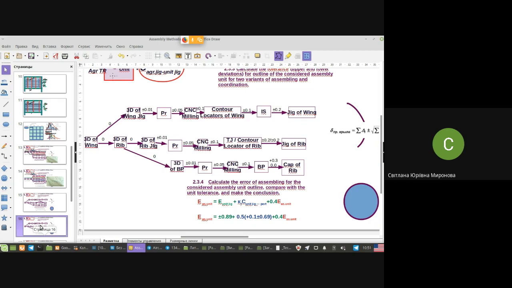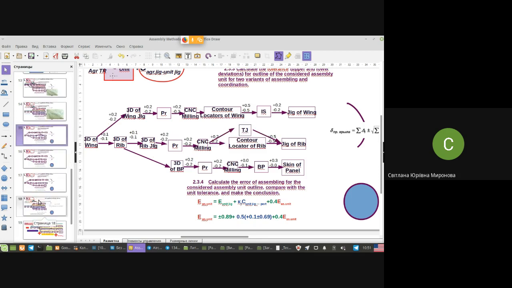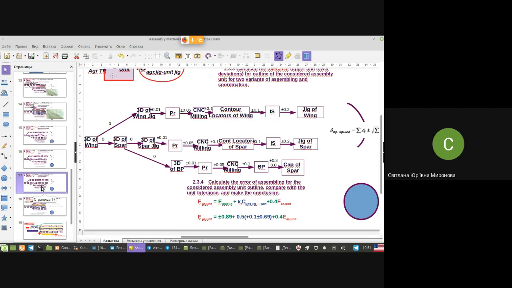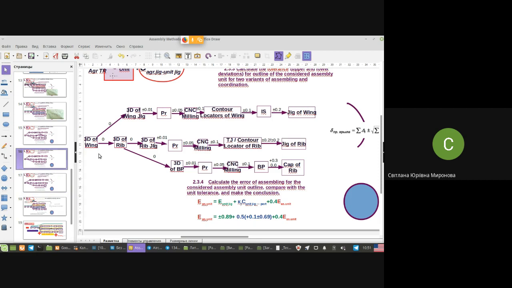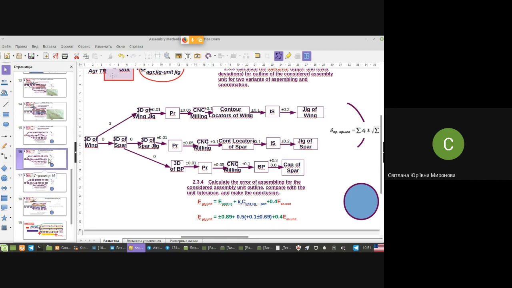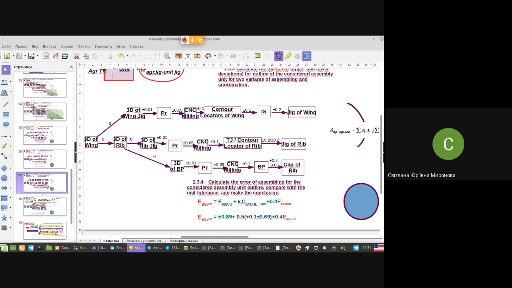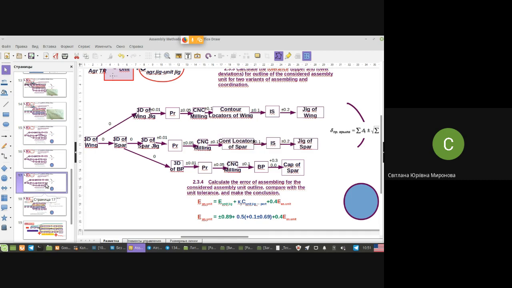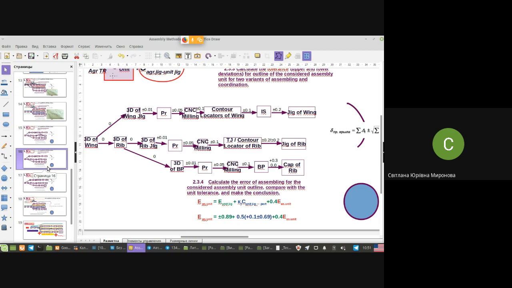If you're watching in another place, what cap of rib, why I see cap of jig of rib, jig of spar. I have too many slides. I'm ready to not remember even how many I have. You see, the stories are very similar. We just use different names for practically the same thing. We use different chains for different types of units.